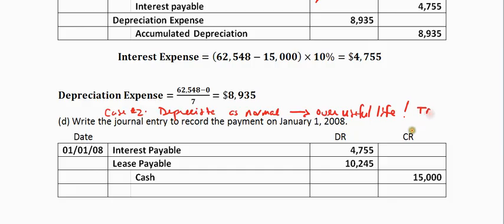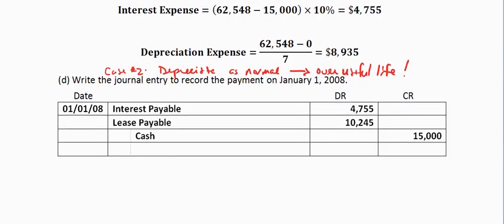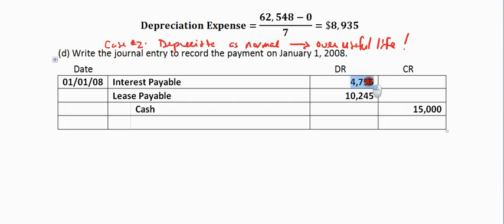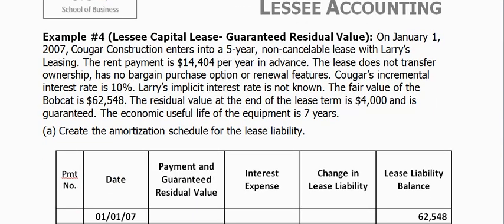So it transfers ownership. And when we have the payment, here's the $15,000 credit. Here's the payable. The remainder goes to amortize the lease payable. Here's the interest payable, $47.55. The remainder goes to amortize the lease payable. All right? So that's no residual value.